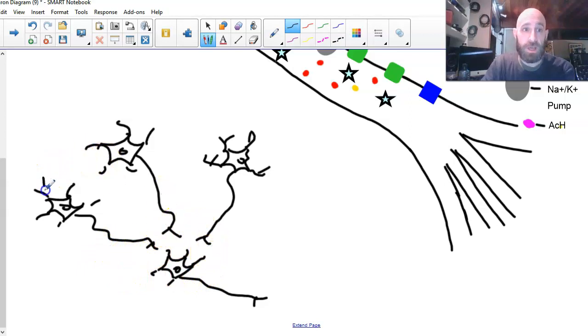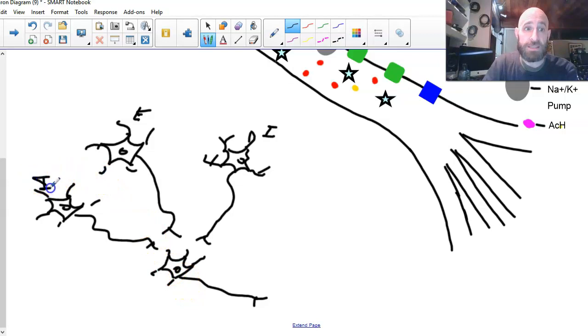So let's say this one's inhibitory, this one's excitatory, and this one's inhibitory. Well, what ends up happening is you have a scenario where if two of them are inhibitory and one is excitatory, this neuron is not going to fire off because the inhibitory neurons are keeping it hyperpolarized, keeping it far away from that negative 55 that it needs for an action potential.